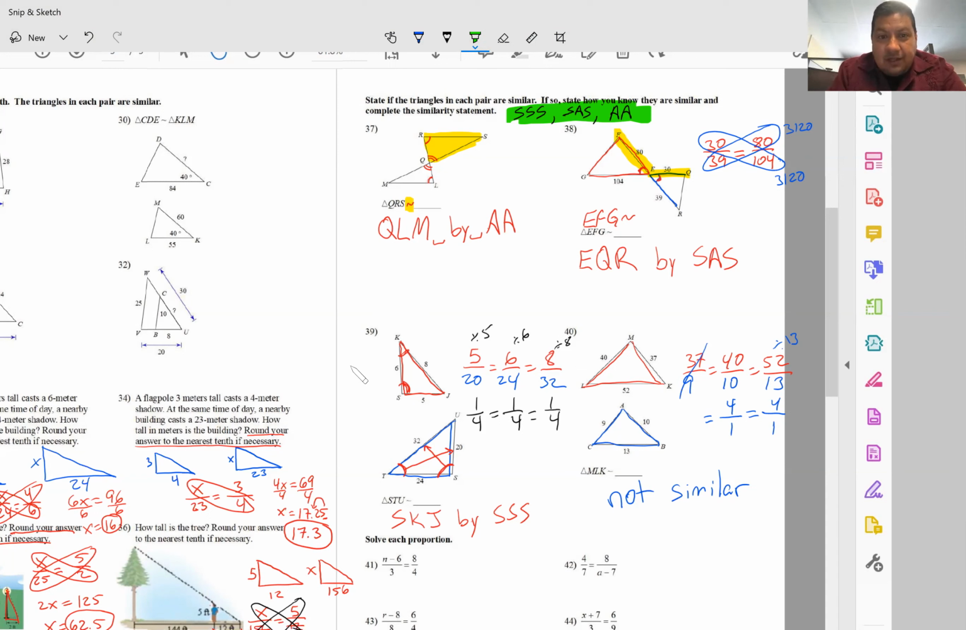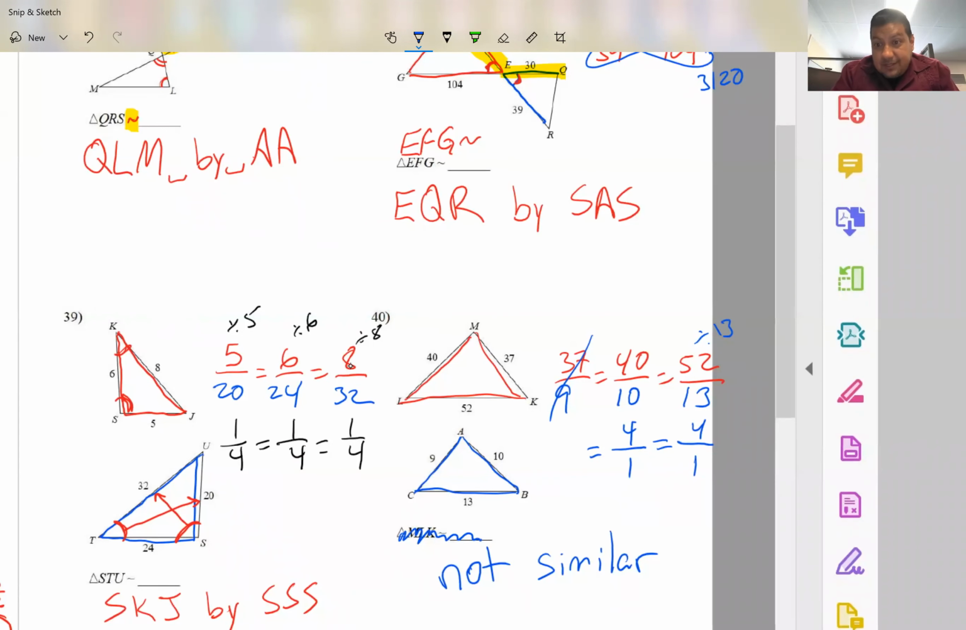Now, when it is not similar, like number 40, not similar. We don't even start. We don't even care about MLK now because it is not similar.